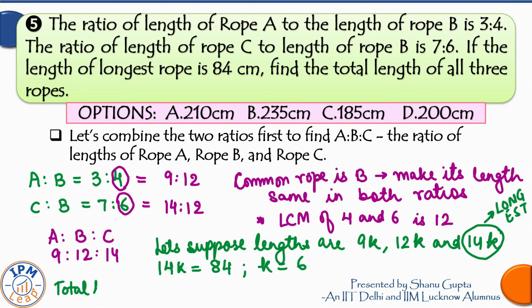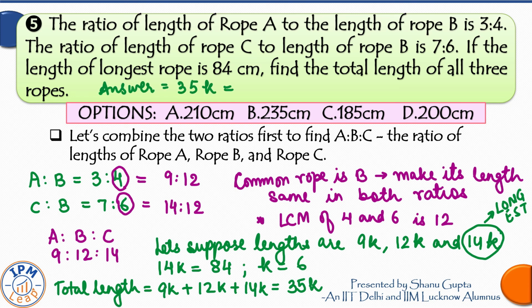Total length of three ropes will be 9K plus 12K plus 14K, which is equal to 35K. K is 6. So 35 into 6 will be 210 centimeter. And that is our answer.